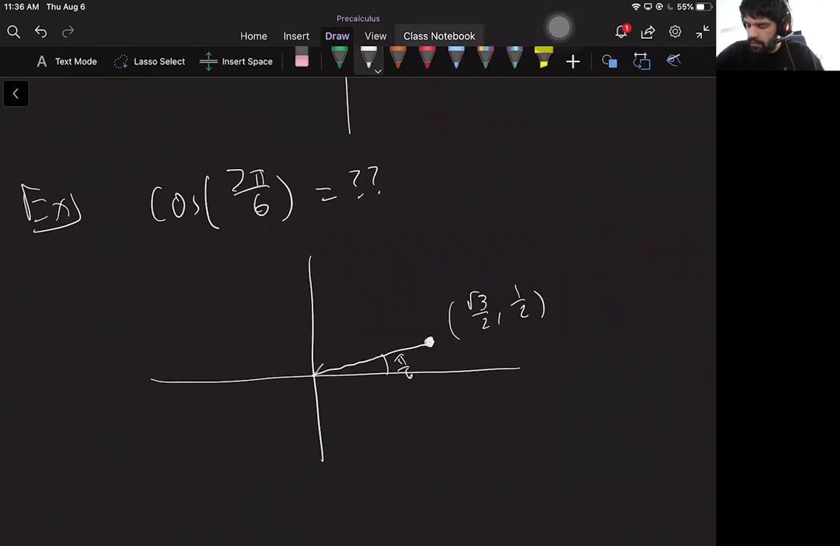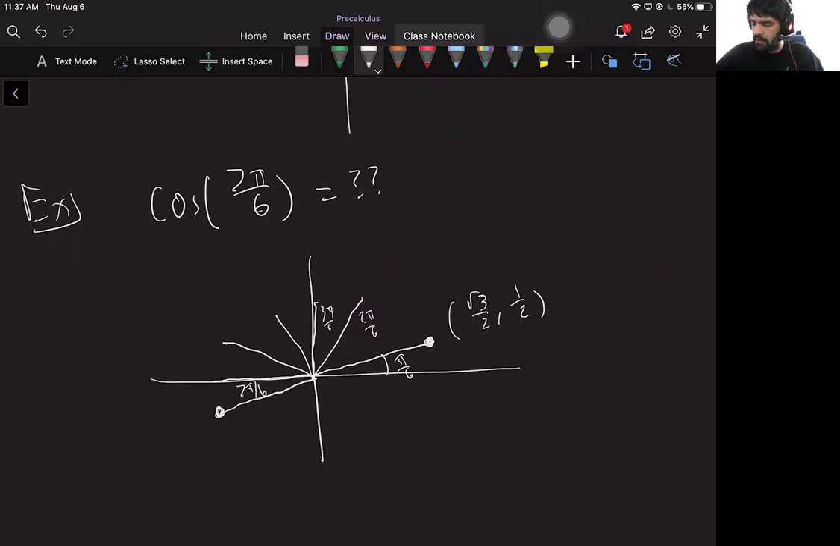So that's 1 pi over 6. Now I just cut it into 6. That's 2 pi over 6. Up here is 3 pi over 6, 4, 5, 6. So I could just very quickly count to 7. So I know that this is 7 pi over 6 without labeling everything.